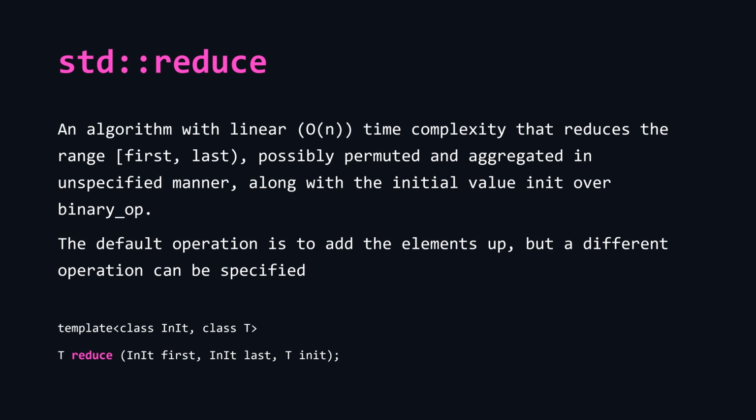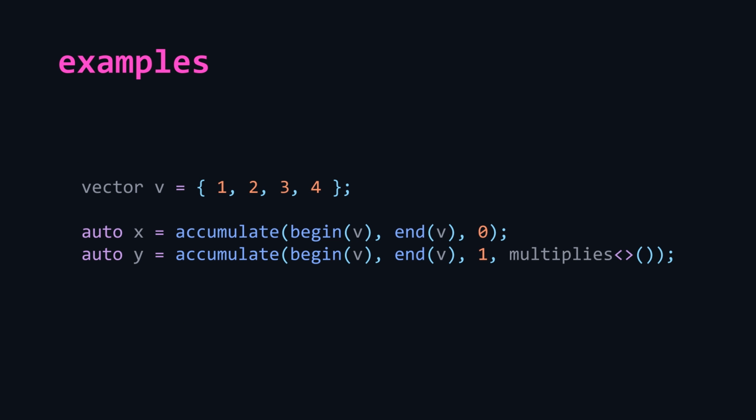So if we go to the examples, we can see here, this is a C++17 example. Note that we don't have our template type explicitly declared here, and that's because we're using C++17's CTAD, class template argument deduction. We just have a vector of integers v, 1, 2, 3, 4, and we have two different calls to accumulate here. One without a binary operator specified, and one with a binary operator specified.